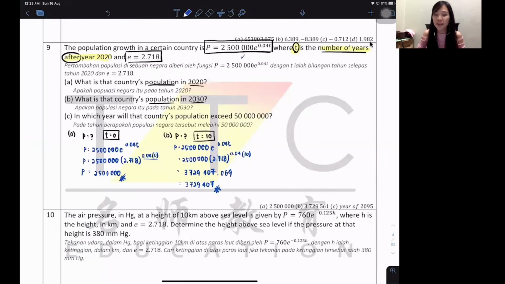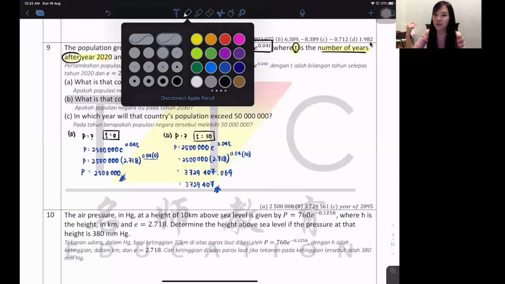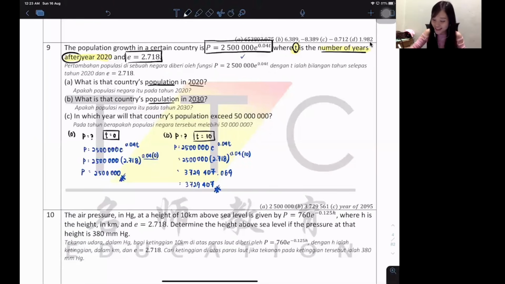Maybe you will realize the answer is actually at the corner. Then maybe you might ask me, teacher, why is the answer different? Because if you didn't use 2.718 and used the calculator's e, you will get this one. If you use 2.718, you will get this one. I think I should use 2.718, since the question already emphasized using 2.718. So I think my answer is more accurate compared to the answer at the side. Understand?